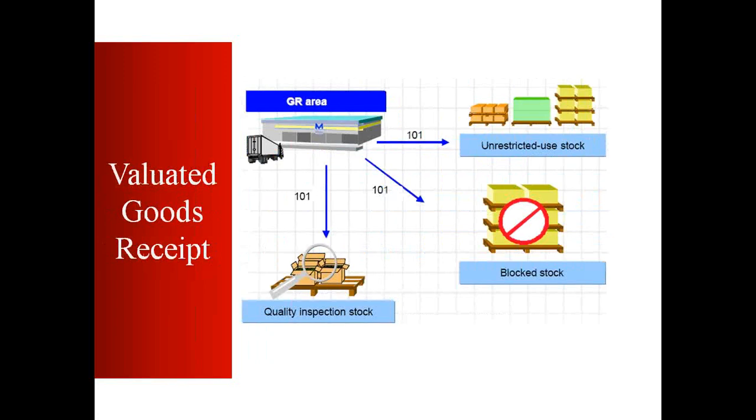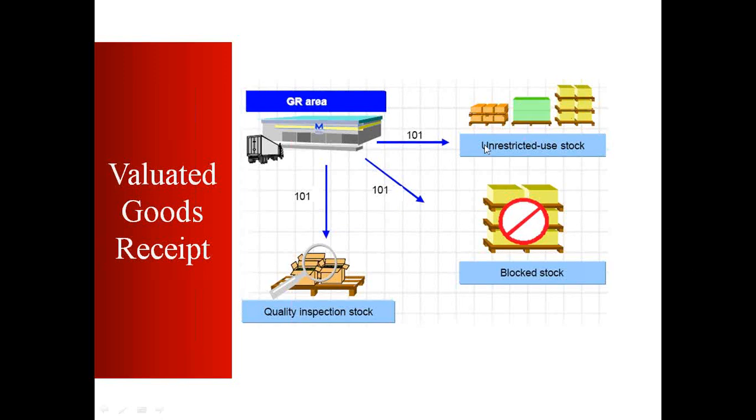Now we'll talk about evaluated goods receipt. Whenever we receive goods, for example, we raised a purchase order with a vendor, and suppose we receive the goods from the vendor. Once we receive the goods, we can put the incoming stock into three different types. First type is unrestricted stock.